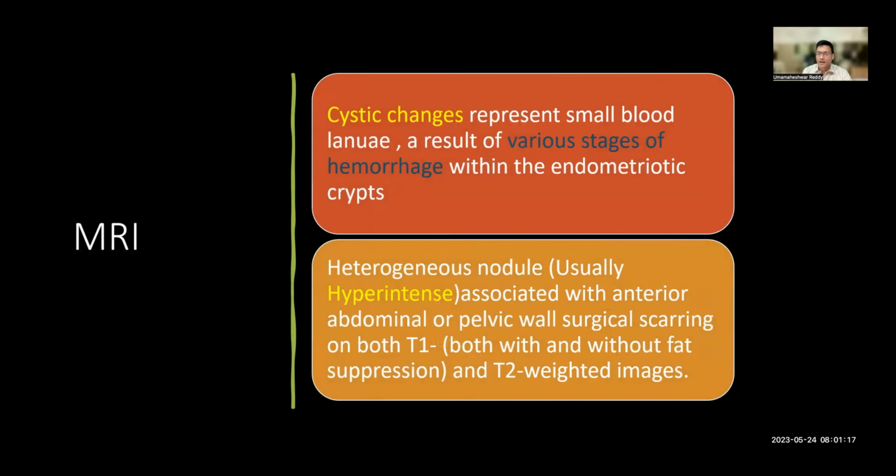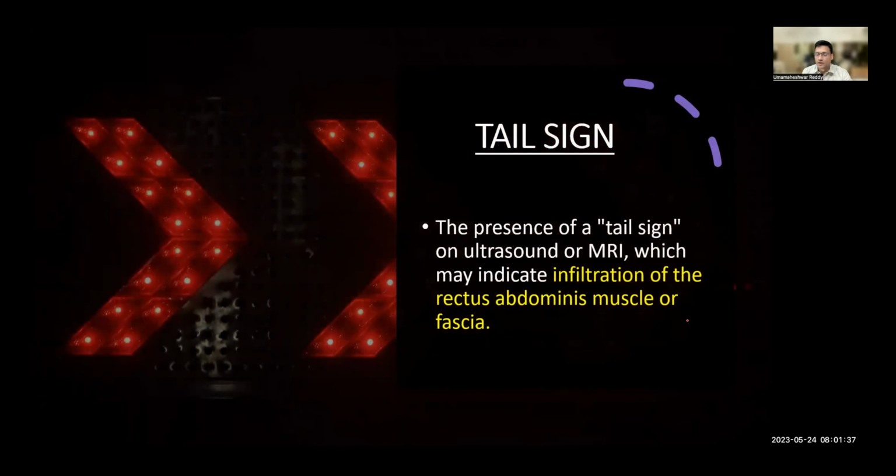As in our case, we can see cystic areas represented by small blood lacunae and various stages of hemorrhage within the endometriotic crypts, and a heterogeneous nodule, usually hyperintense, associated with anterior abdominal wall and or pelvic scarring can be seen. So that is how you diagnose scar endometriosis.